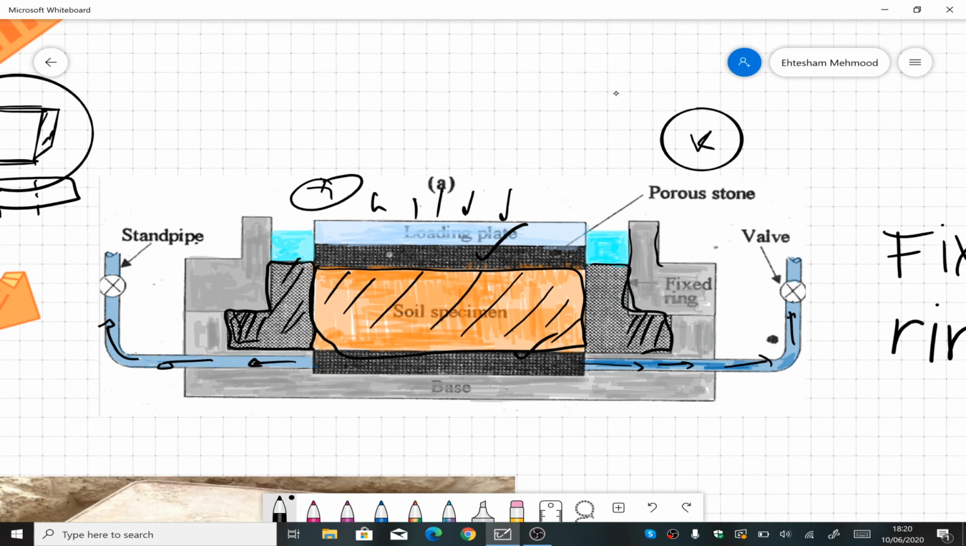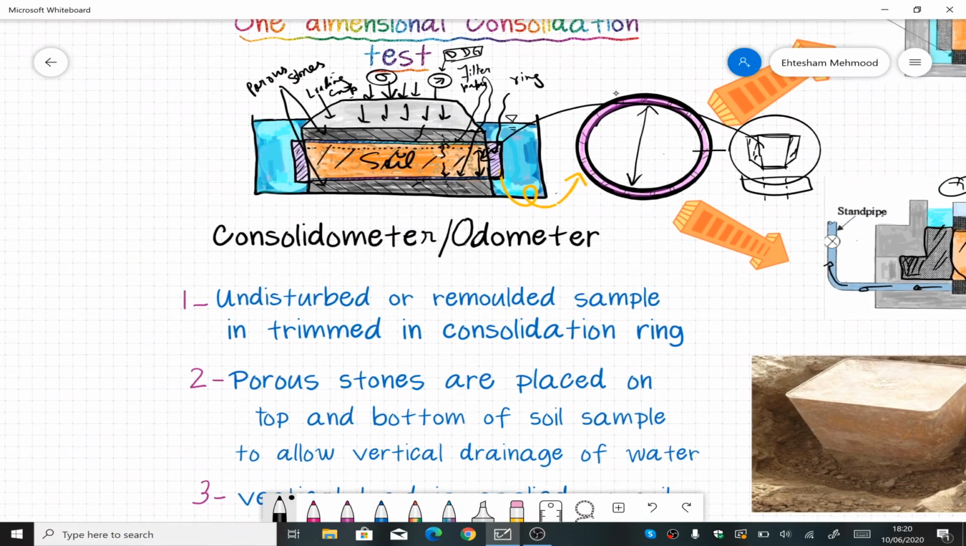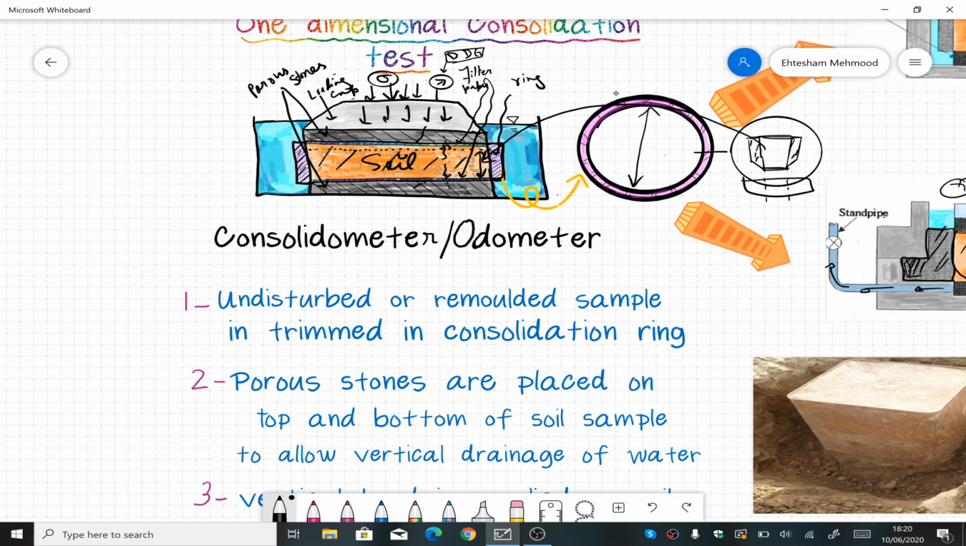So these were the two types of consolidation apparatuses, the first one being the floating ring and the second one the fixed ring. This is also called an odometer, and some people call them directly cone tests. So you should know that when they say cone test, they mean consolidation test. What we require is an undisturbed or maybe a remolded specimen, and that is trimmed inside the consolidation ring. I just told you how that is going to happen.